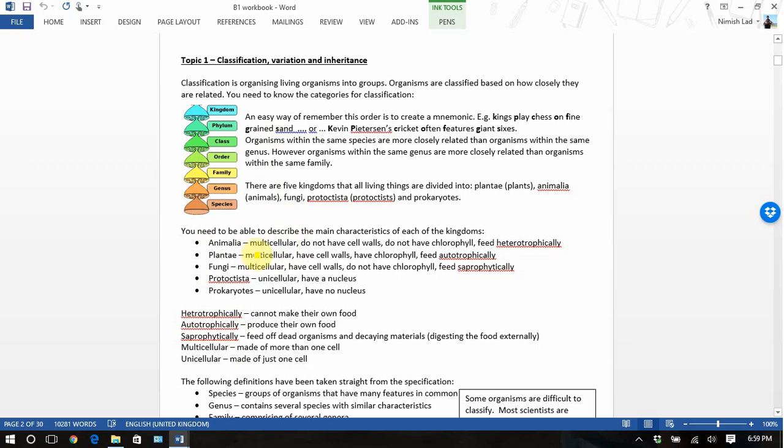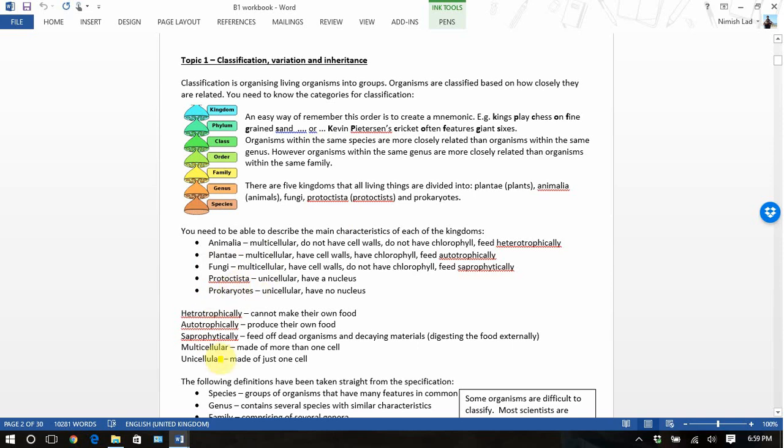Fungi are multicellular, have cell walls, don't have chlorophyll, and feed saprophytically. Protista are unicellular, so only one cell, and have a nucleus. Prokaryotes are unicellular and have no nucleus. These are key definitions that you need to know, so make sure you make a couple of notes on each of those.